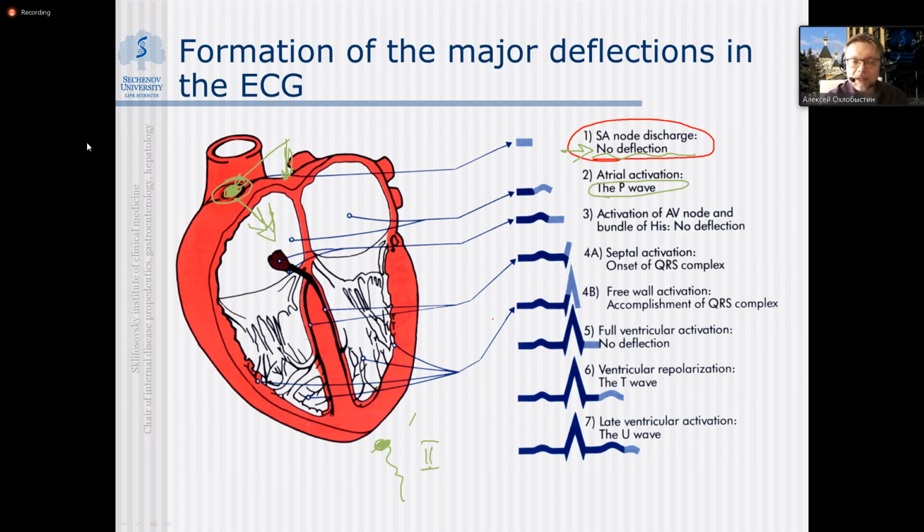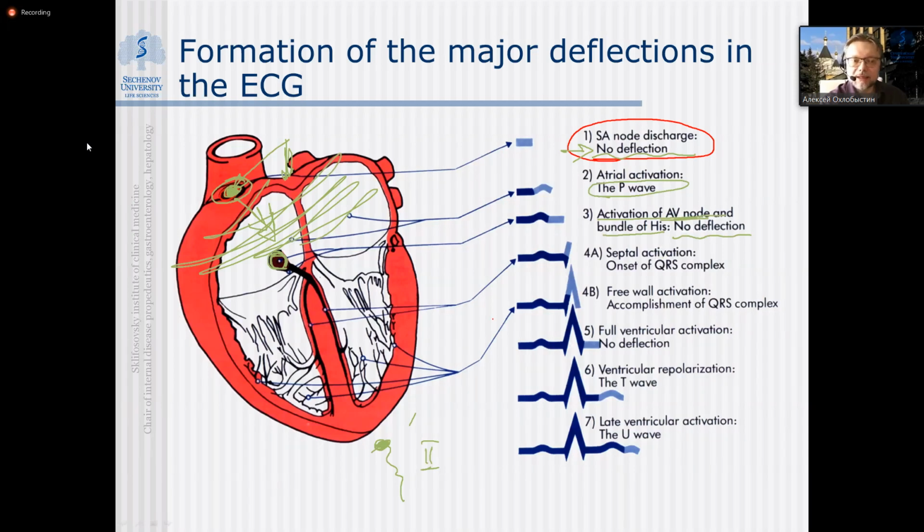But then activation is spreading across the atria. It's going down, and then it will reach the AV node. It will be activated by the wave from the sinus node. And voila, we have another stage in the ECG: activation of the AV node and the beginning of the His bundle. But now let's talk about the AV node itself. Again, why will there be no deflection?